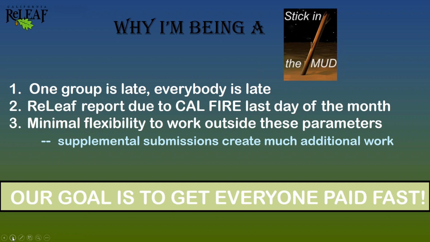And as you can see with the number one piece here, if one group is late, then everybody is late. And the last quarter was a really good example of that, where I got the final pieces of reports in from some grantees on January 29th. And this was due January 31st. So if we had got in some of those pieces, say mid-January, and every other progress report had been completed, then we would have been able to submit that much sooner, which means we can pay you that much sooner.